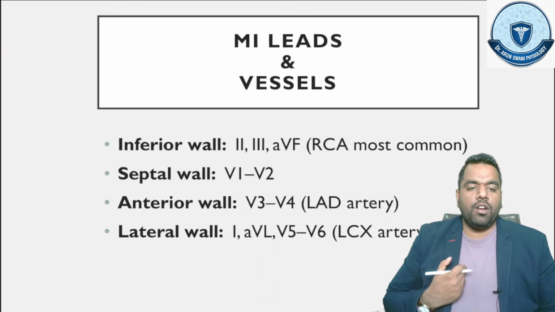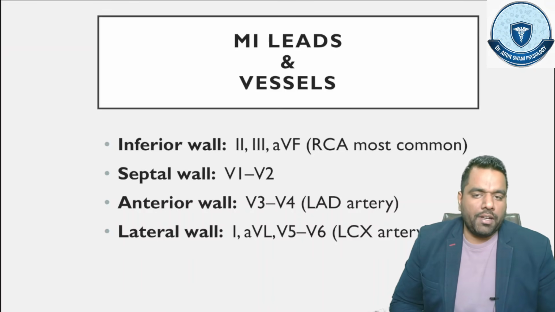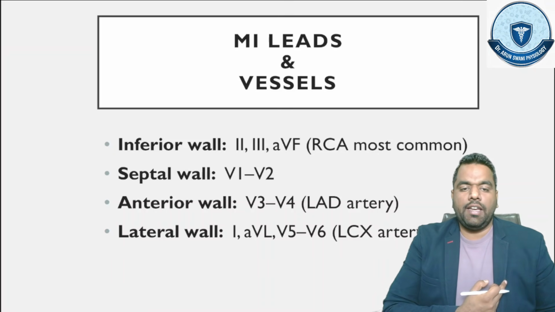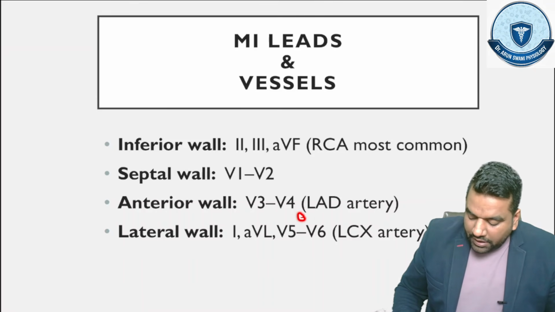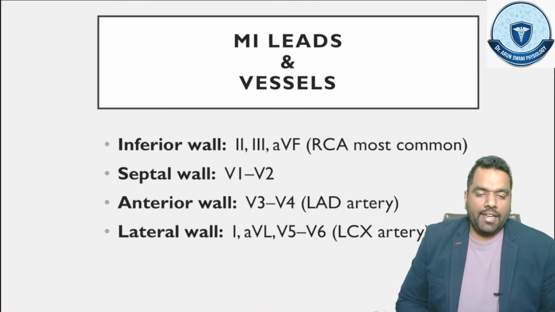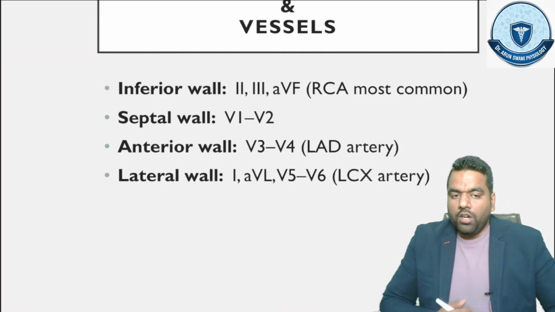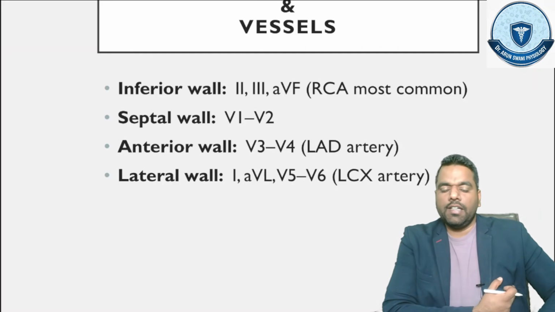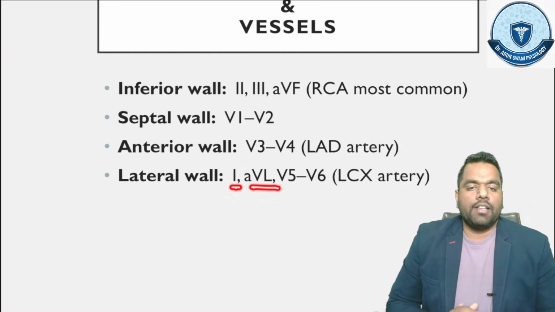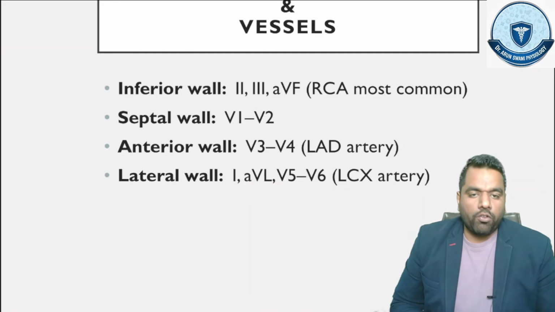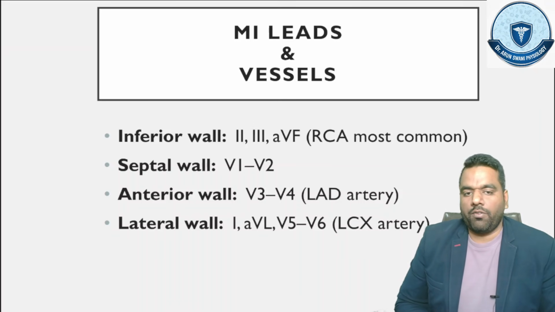Similarly, for the septal wall, this is your V1, V2. So for the septal wall, leads V1, V2 will be involved. In the anterior wall, this is V3, V4. The most common artery involved in anterior wall MI is the LAD, left anterior descending artery. Similarly, for the lateral wall, this is your V5 and V6. Guys, V5, V6, similarly aVL and lead 1, correspond to the lateral wall MI, and the most common artery involved in this condition is the left circumflex artery.